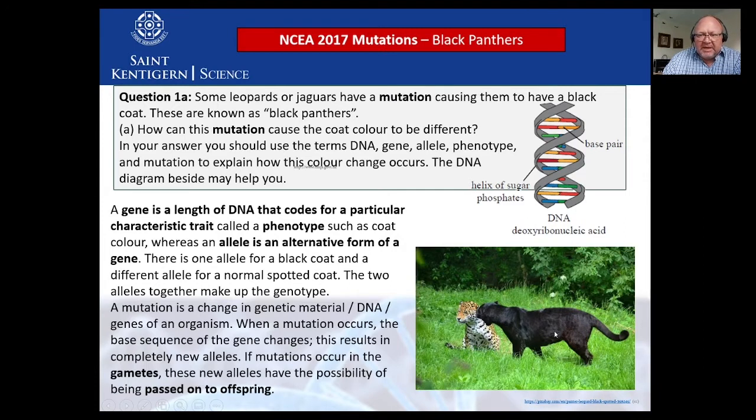Natural selection means that my phenotype gives me a slight advantage over somebody else because I am a better fit for my specific environment. Because of that, I have a higher reproductive success, and so I will have more babies that have my specific phenotype because I'm passing on this new allele. So if a mutation occurs in the gametes and these gametes are used in fertilization, then they have a possibility of being passed on to the offspring.